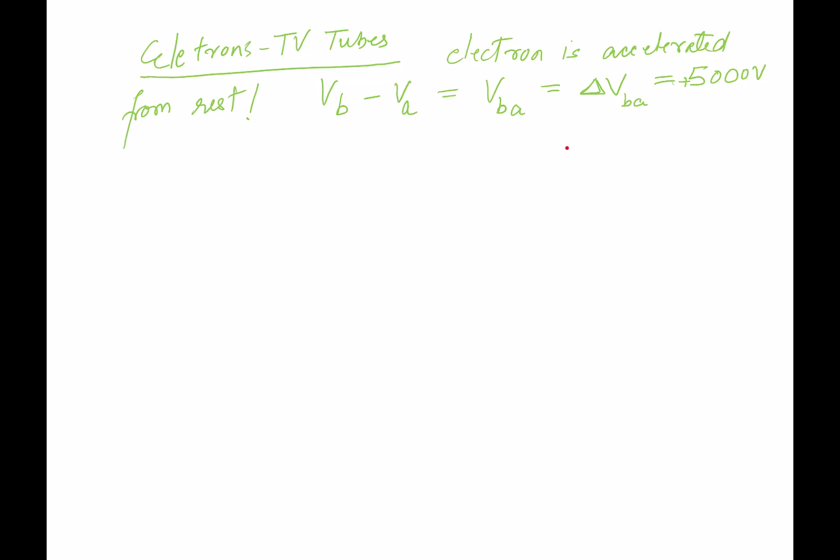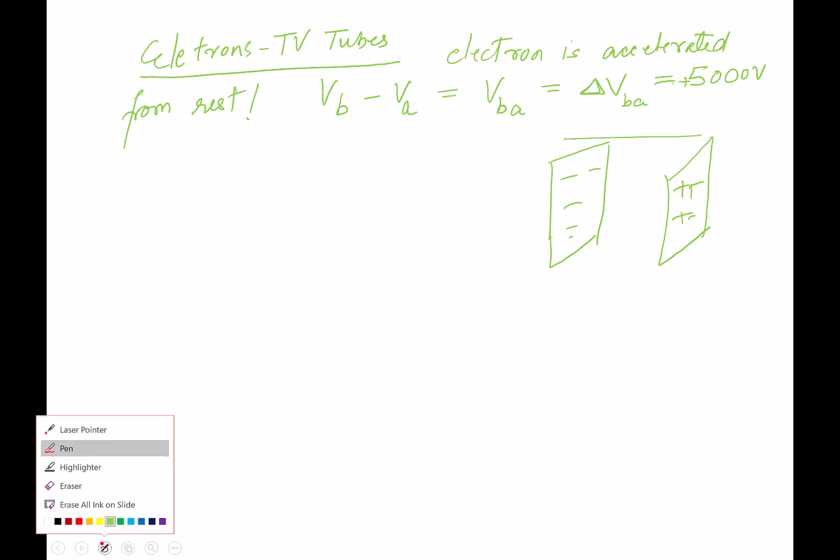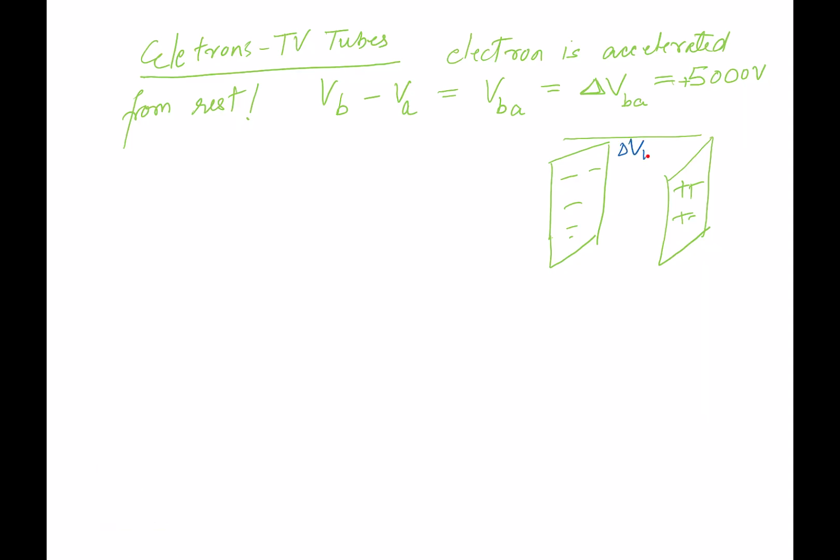So we can probably diagrammatically show it this way. This is my negative plate, and this is my positive plate, and the potential difference between the two can be assumed to be delta V, VBA, equivalent to 5,000 volts. And the electron from here, minus e, is getting pulled towards the positive plate, and this is a high voltage. If we remember, 5,000 volts is a pretty big number. So the electron will be accelerated at very high speed towards the positive plate.